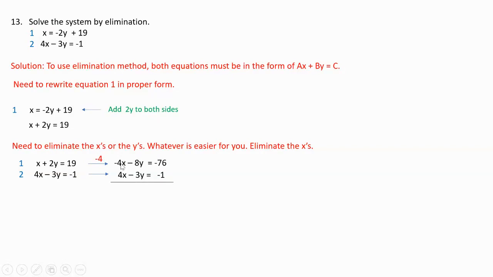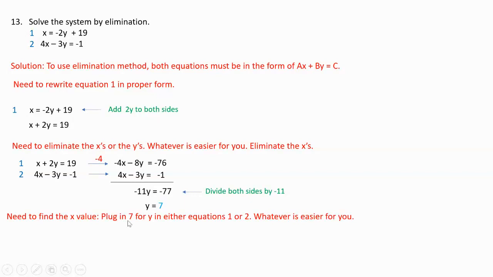Now we do the operation. So -4x plus 4x will give me 0x. -8 minus 3 will give me -11y. And on the right side will give us -77. Now we divide both sides by -11. And the result is y equals 7. Once you have the y value, you need to find the x value because the answer is an ordered pair, a point. It has an x value and also a y value.